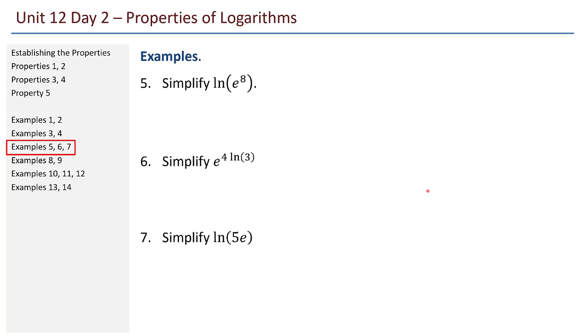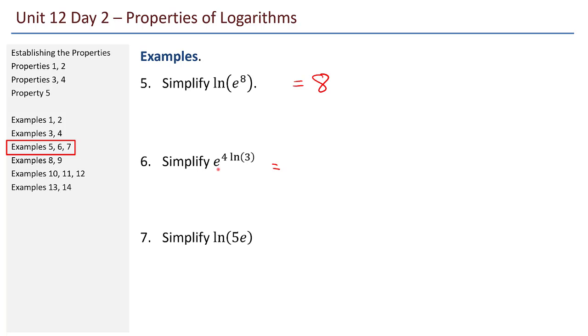Examples 5, 6, and 7. Let's work with e and natural log. Remember, natural log is just a log with a base e. So natural log of e to the 8, well, that's really simply 8. Right? And how about this next guy?